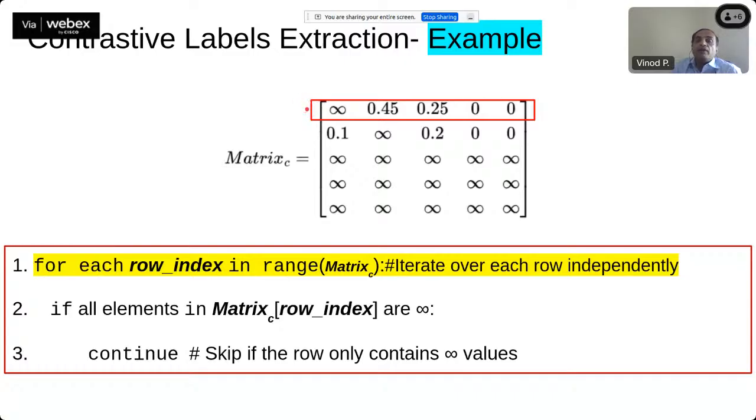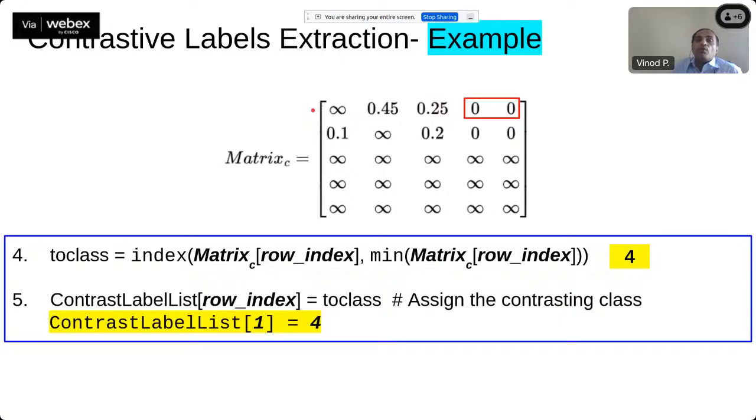Now I want to generate the contrastive label for row number 1. I will find the minimum value. Since there is a tie, I will take the minimum index. So the index is 4, which means the contrastive label for class 1 can be 4. You could take 5; you can design the algorithm maybe taking the highest index, but I'm just assuming the lowest index. So the contrastive label for class 1 will be 4. Since 4 is already used, I don't want it to be assigned to class number 2, so I make this particular column infinite.